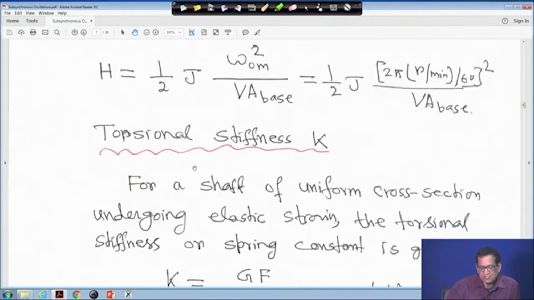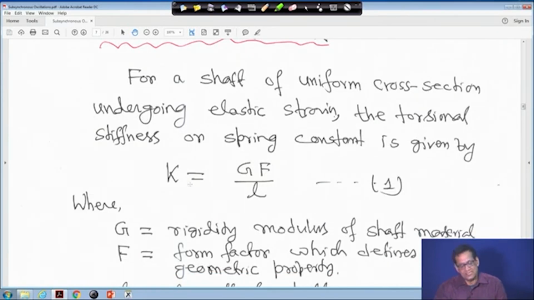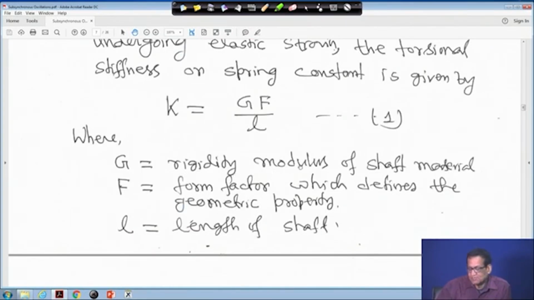Now, next is the torsional stiffness K. For a shaft of uniform cross section undergoing elastic strain, the torsional stiffness or spring constant is given by, this is actually a little bit from physics, K is equal to G into F upon L, where G is the rigidity modulus of the shaft material, F is the form factor which defines the geometric property, and L is the length of the shaft. Therefore, K is equal to G F upon L, this is equation 1.